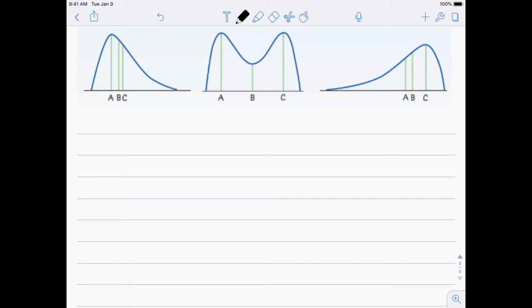Therefore, C would be the mean. In addition, the highest point in this density curve represents the mode, so A would be the mode, and so then B would be our median.